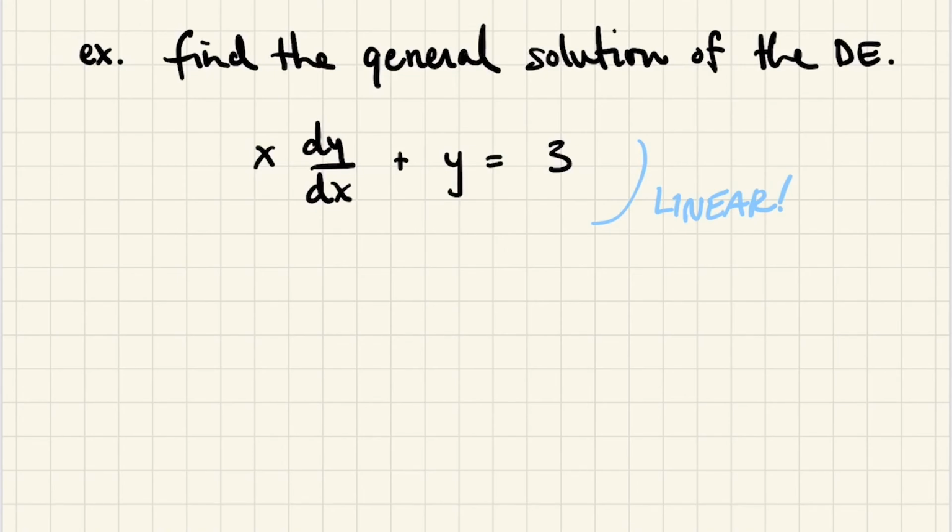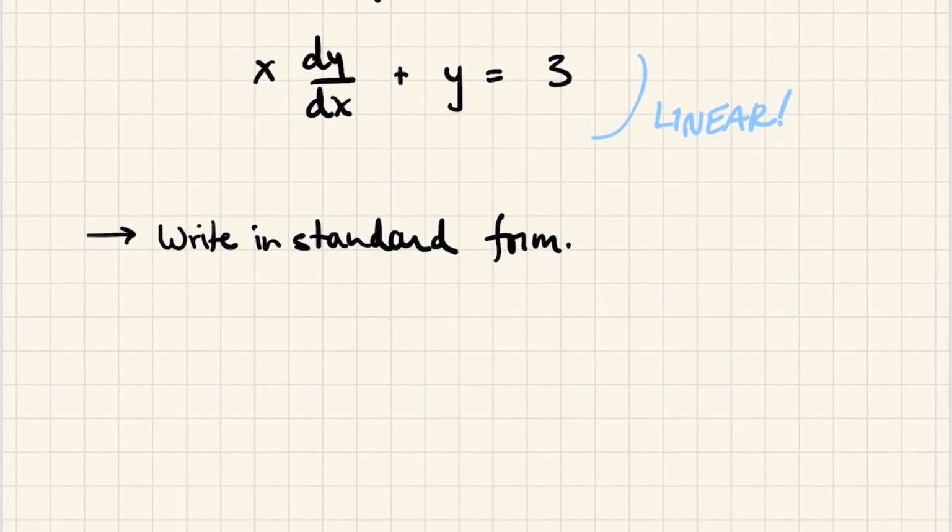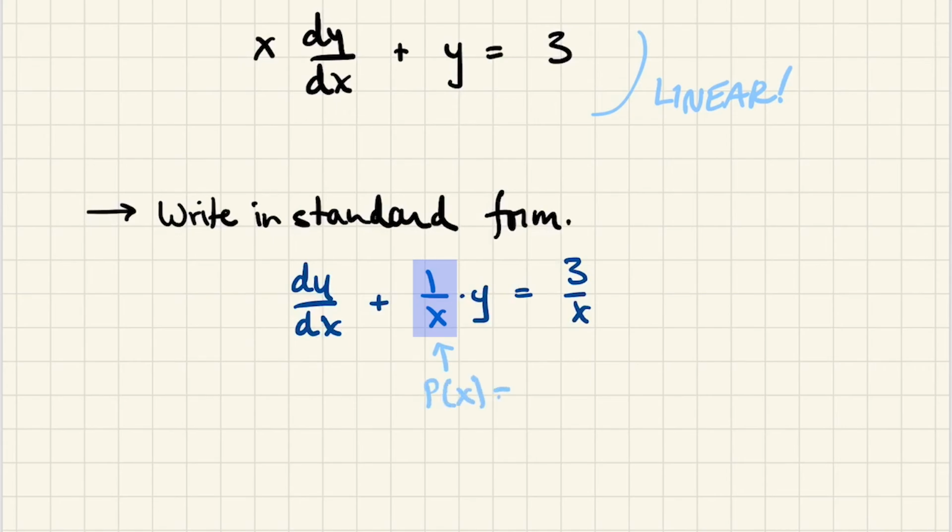So the first thing we should do is write it in standard form. And to do that, we're going to divide everything by the coefficient of dy dx, which is, of course, x. Now the coefficient of dy dx is 1. We can see this is in standard form. So 1 over x is our p of x, and 3 over x would be, of course, our f of x here.